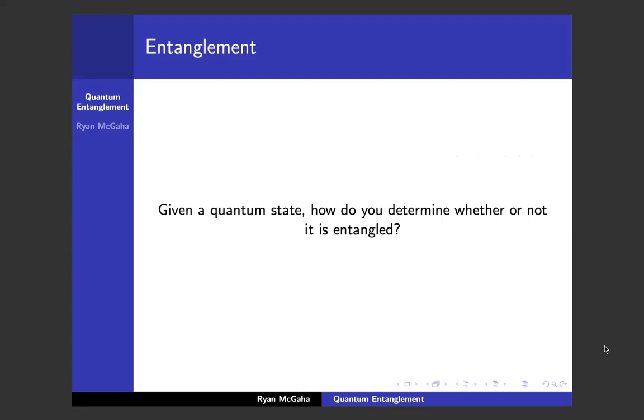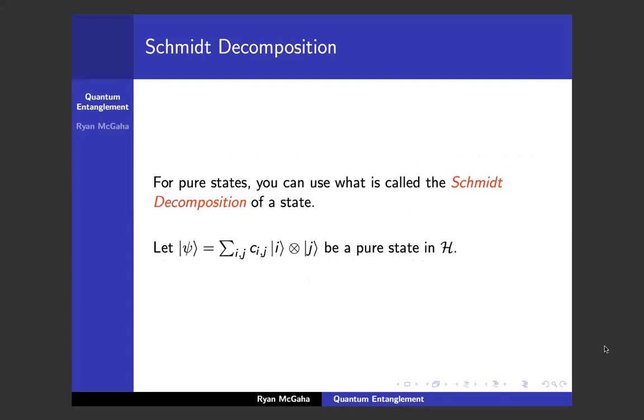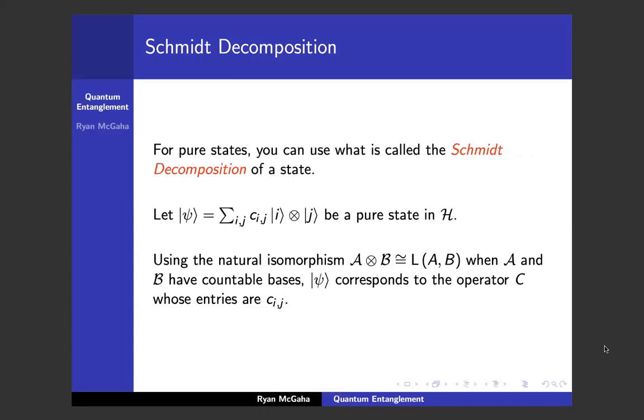Okay, so if I give you some state rho, how do you know whether or not it is entangled? Or not rho, but any state. One way you can do this is using the Schmidt decomposition of a state. First let's write our state on our Hilbert space H as a sum over the coordinates i and j. We have these c_ij, and this is a pure state. And what we do is we use the natural isomorphism between A tensor B and the linear operators from A to B. This isomorphism essentially just makes that ket j on the right-hand side of the tensor into a bra j. So it just turns this thing into a matrix and the tensor disappears. So this new element in L(A,B) is just the operator C, and the entries are the c_ij, where the c_ij are just those coordinates right there.